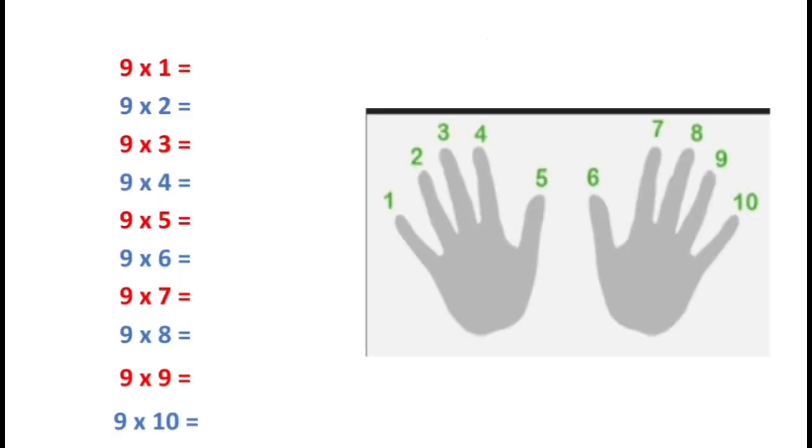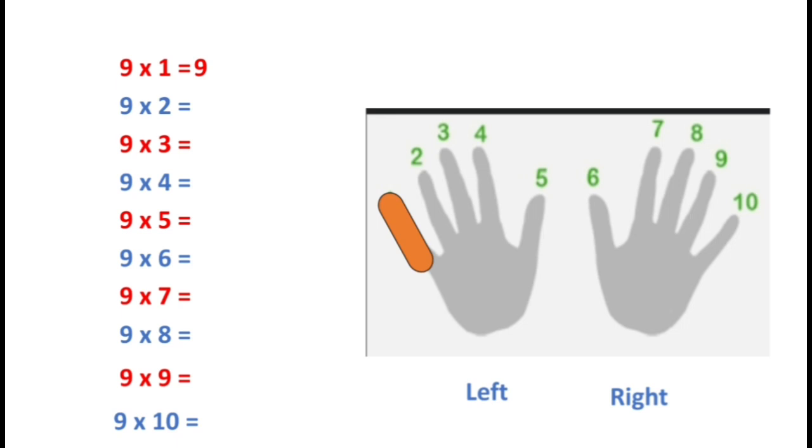Now I will shade the first finger in the left hand, and the other one is the right hand. Let us shade the first finger. Now how many fingers are left? 9 fingers are left. So 9 ones are 9.